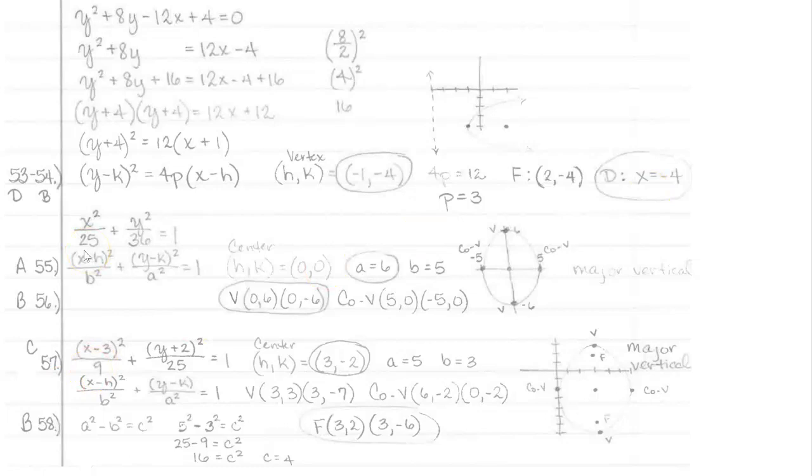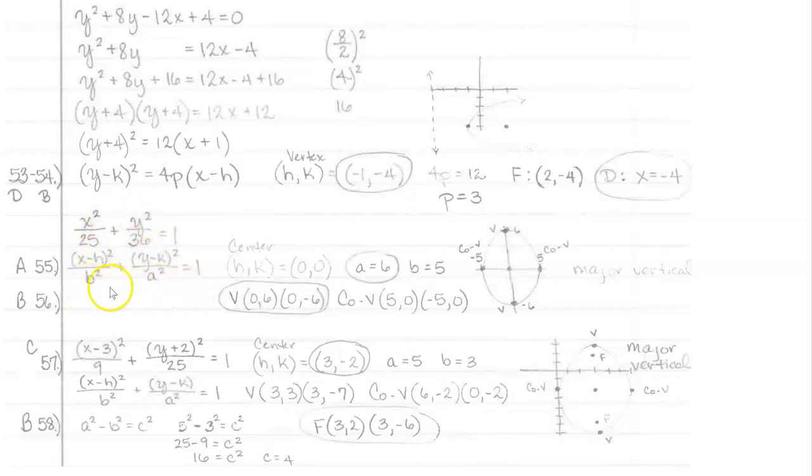For 55 and 56, they give me the equation of an ellipse. So remember, when it's x squared, y squared, and it's a plus, it's an ellipse. If it's a minus, it's a hyperbola. So for an ellipse, remember that your major axis is going to be your larger one. So since 36 is bigger than 25, then my major axis is going to be vertical, and that means that a is going to go with y and b is going to go with x.